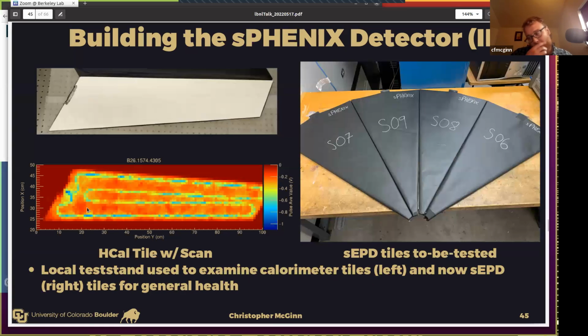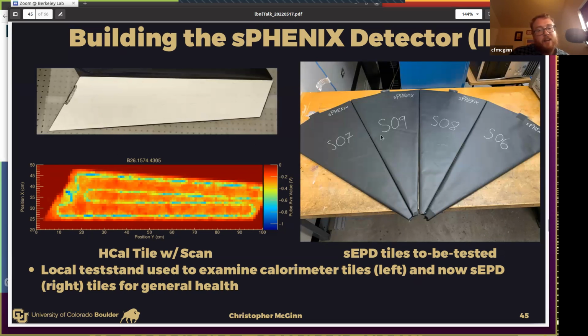We are also working on testing calorimeter tiles. On the left-hand side is a photograph of a calorimeter tile and also an LED scan we've done of these tiles to make sure that the light response is as expected and there's no breaks in the fiber optic cable, which you can see here, the thin line that shows the largest light values. That's the wave guiding cable, and it comes out here at the end to a SiPM for readout. This is an HCal tile.